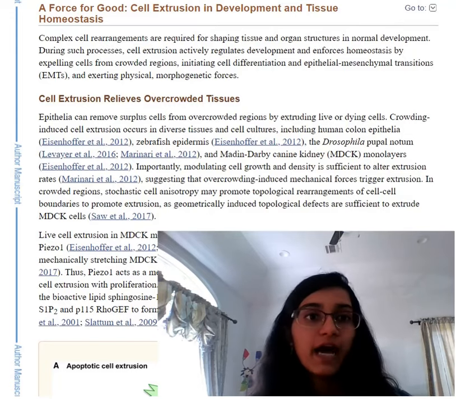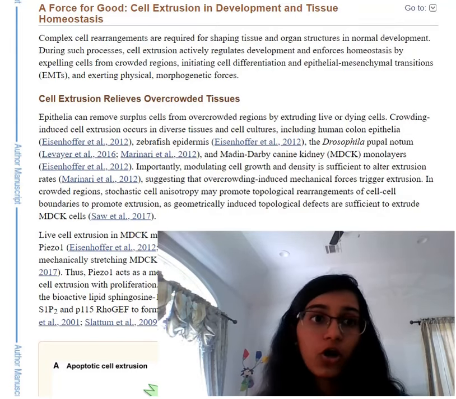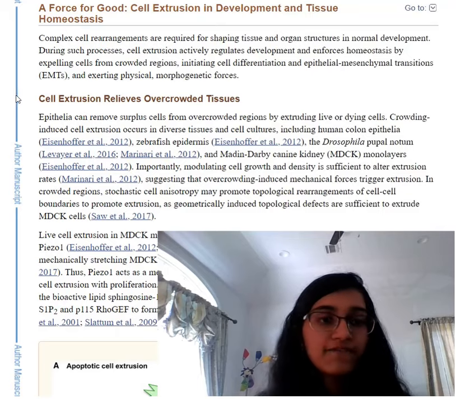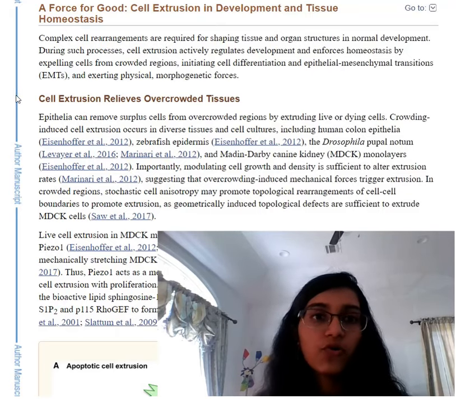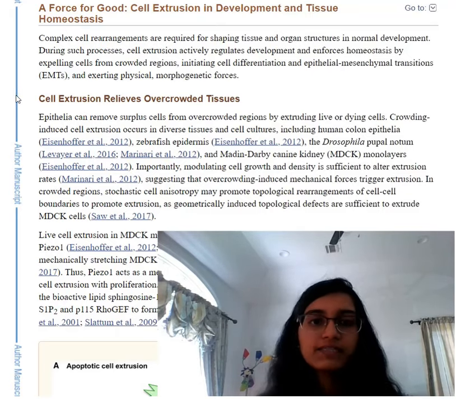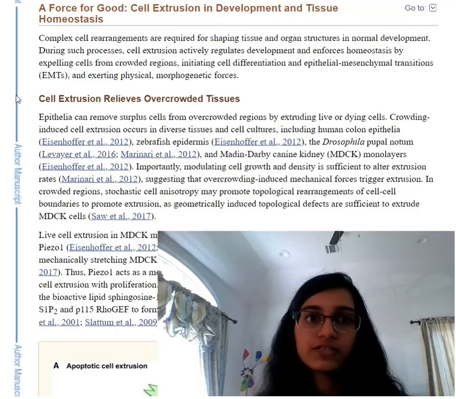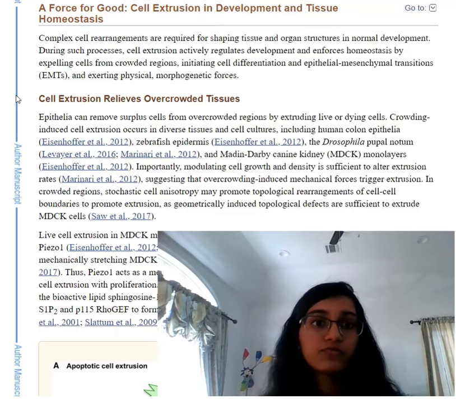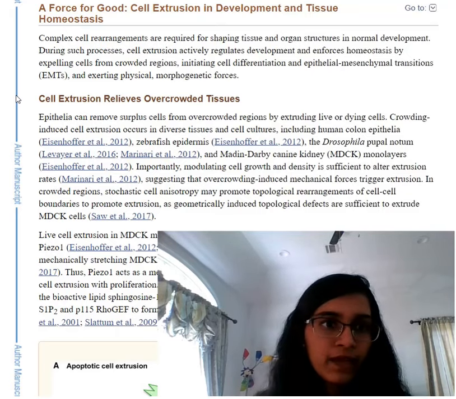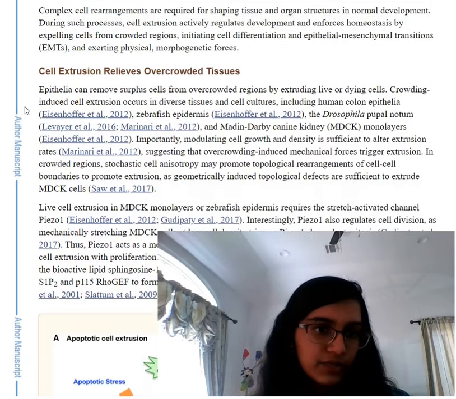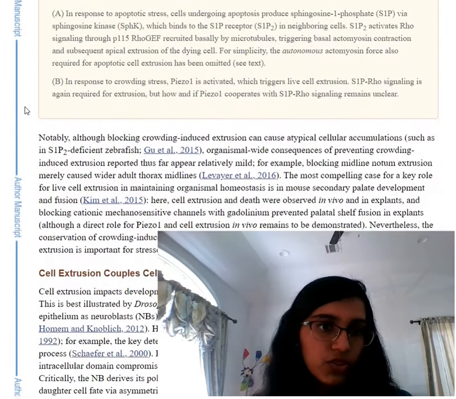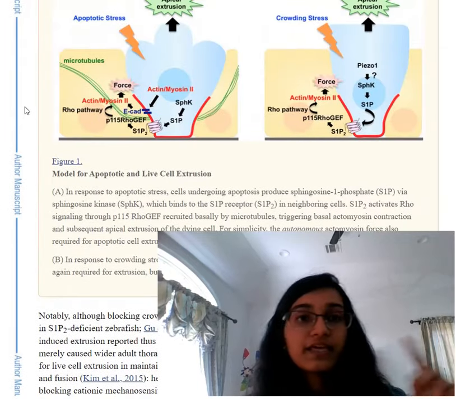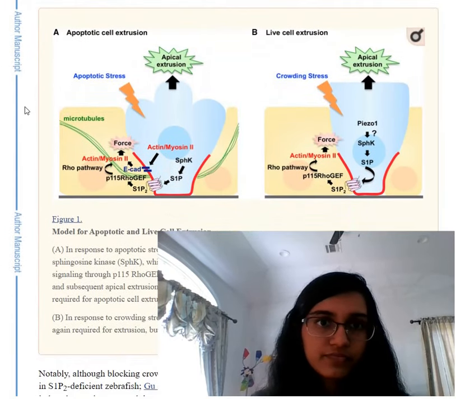Okay, so now our next section is our longest one yet. We have the topic cell extrusion relieves overcrowded tissues. It basically talks about one of the functions of cell extrusion and goes more into depth about that. If we take a look at this, it has 1, 2, 3 paragraphs. The thing is, there is also a picture here.